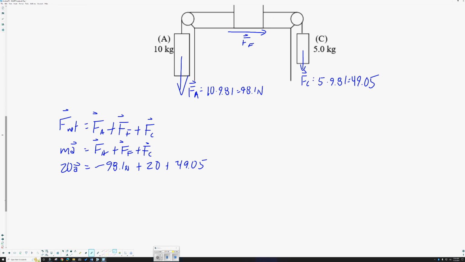We add those numbers up on the right-hand side. We divide by 20 kilograms, and we're going to get an acceleration of negative 1.5 meters per second squared.